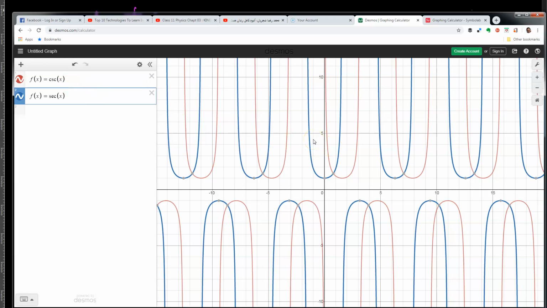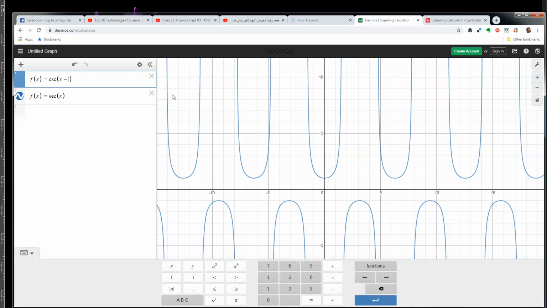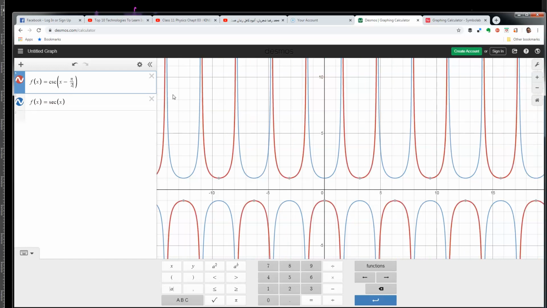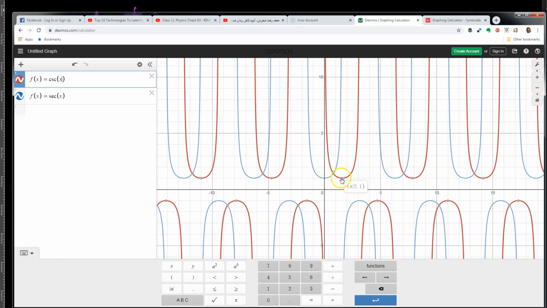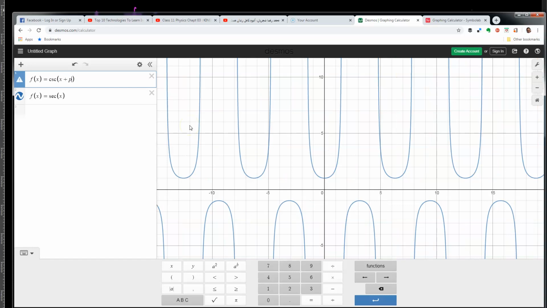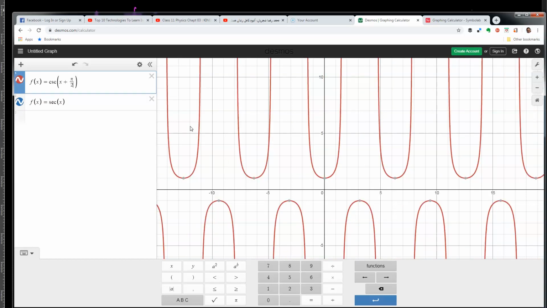For example, I could move this cosecant function to the left so that it coincides exactly with the secant function. You see over here, if I write x minus pi by 2, which actually did not work. So if I want to move this cosecant function to the left, I have to add pi by 2 to it, because right now they are pi by 2 units apart. Pi divided by 2. And as you can see now, they are exactly the same. They coincide exactly.